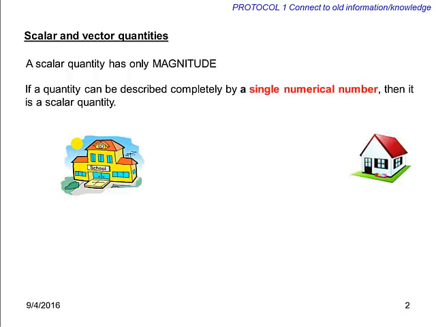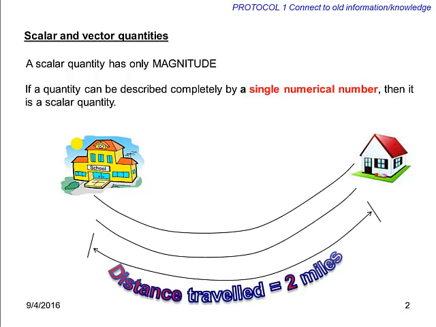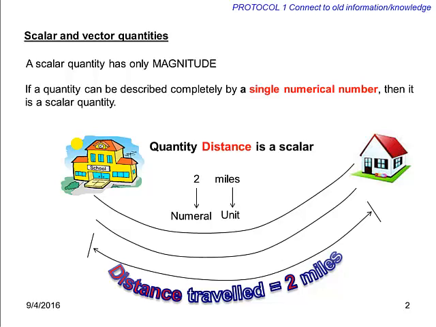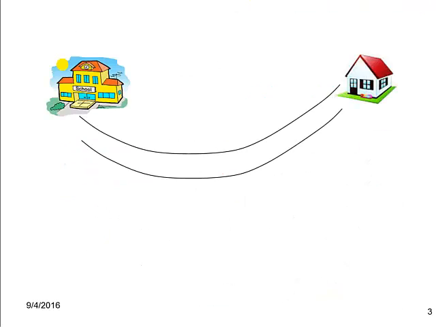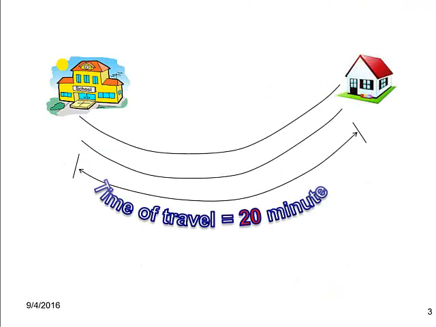For example, if the distance you traveled from home to school is 2 miles, then the quantity distance is a scalar, because this quantity is completely described by a single numeral, 2, along with an appropriate unit. Similarly, your time of travel from one location to another is a scalar quantity. This quantity also needs only one numeral for its complete description.